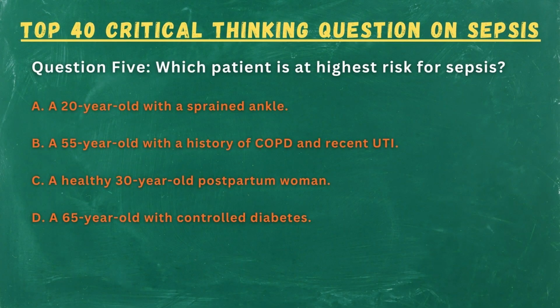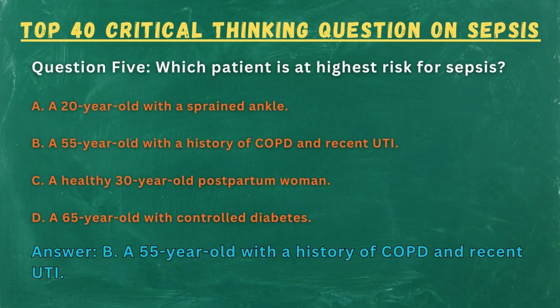Question 5. Which patient is at highest risk for sepsis? A. A 20-year-old with a sprained ankle. B. A 55-year-old with a history of COPD and recent UTI. C. A healthy 30-year-old postpartum woman. D. A 65-year-old with controlled diabetes. Answer. B. A 55-year-old with a history of COPD and recent UTI.